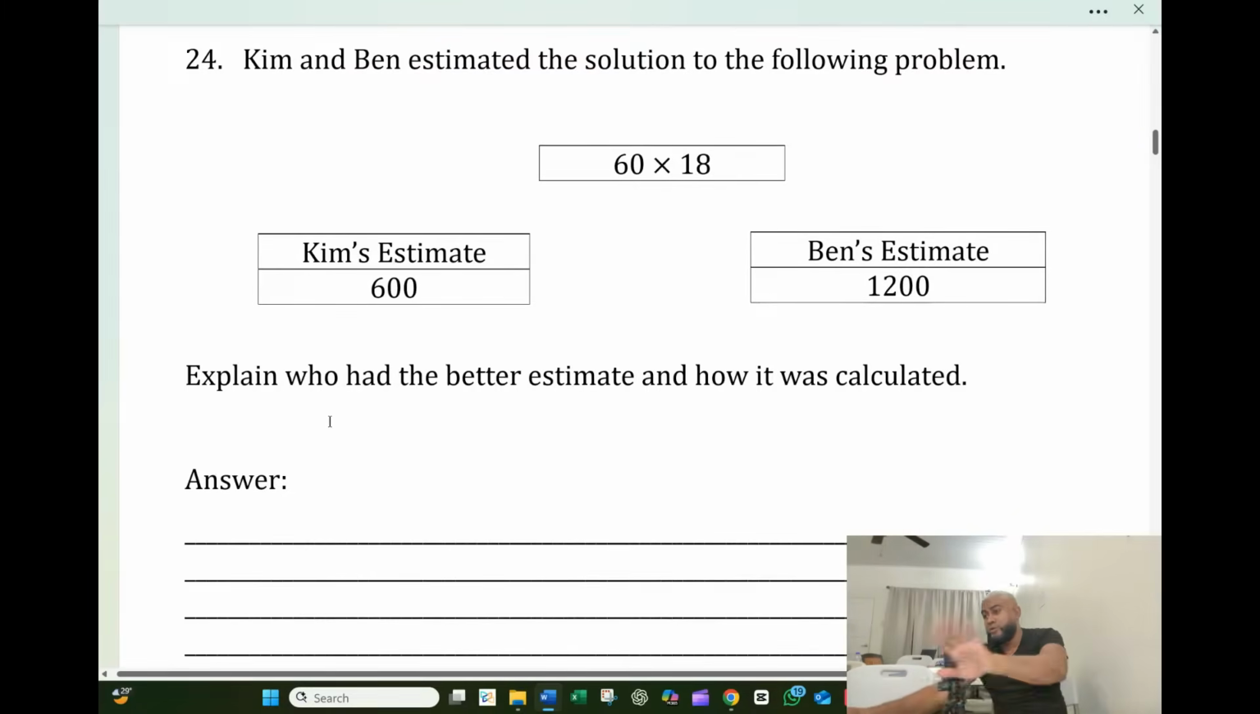So whatever way you use, I'm going to show you my method for something like this.